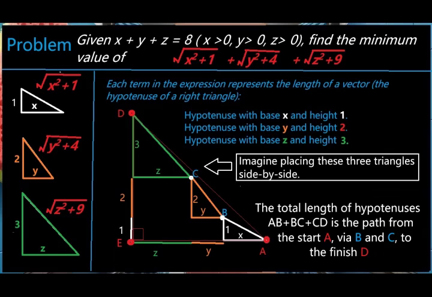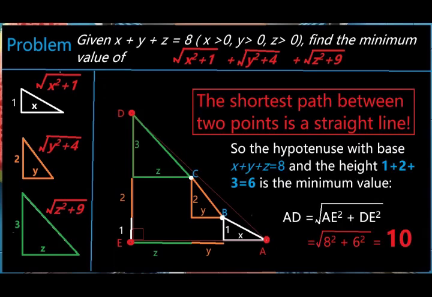Their hypotenuses connect in sequence at points B and C, forming a broken path from A to B, to C, and finally to D. As addressed in the first problem, we know a fundamental geometric fact. The shortest path between 2 points is a straight line. Therefore, the minimum value of the expression is simply the straight line distance from A to D. When we connect A and D directly, we form a new right triangle ADE. Its vertical leg has length 6, from adding 1 plus 2 plus 3, and its horizontal leg has length 8, because x plus y plus z is equal to 8.